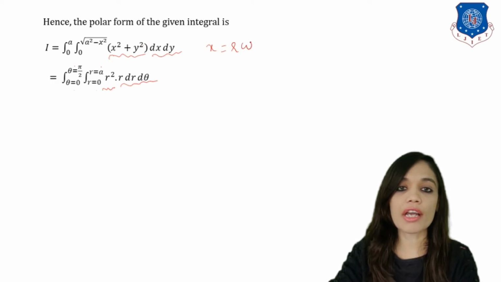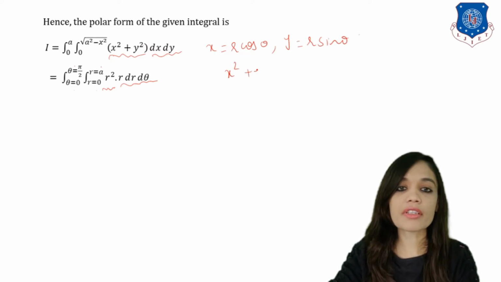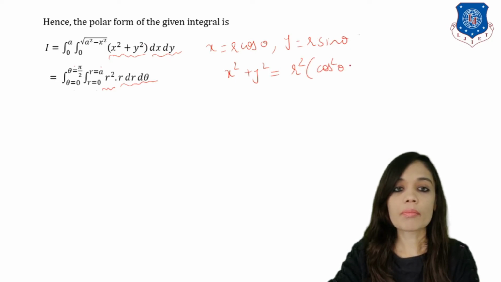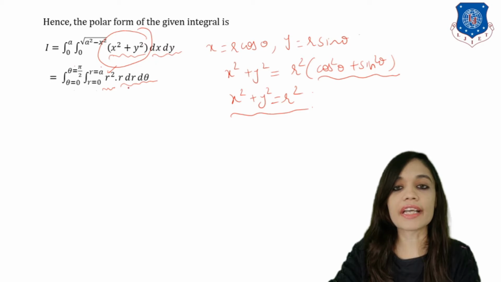r². How can we prove this? x = r cos θ, right? And y = r sin θ. Therefore, x² + y² will be what? r² times (cos²θ + sin²θ), right? Now this is 1. Therefore, we can say that x² + y² = r². So the value of this is r², right? And dx dy is r dr dθ.